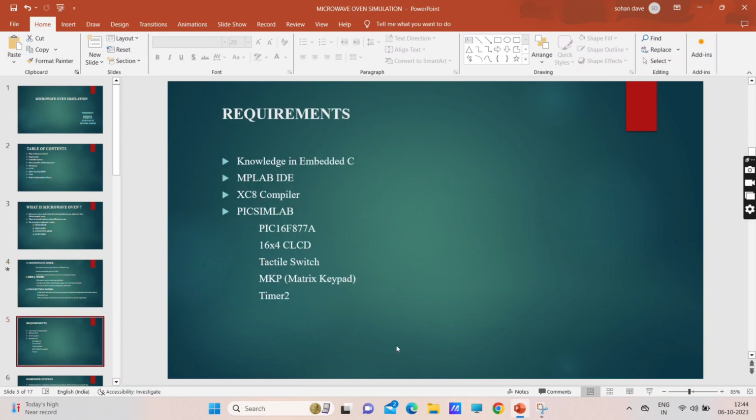So these are the following requirements it took. First of all, it took a knowledge in embedded C, then MPLab IDE, then the XC8 compiler, picsimlab, microcontroller PIC, and 16:4 CLCD, tactile switch, matrix keypad, and timer 2. So the next slide will be explained by our friend Piyush.